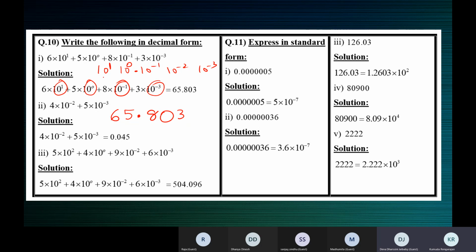So here we have, we're talking about the first one. Here we have 6, here we have 5, decimal point, here we have 8. We don't have anything here, so 0, and here we have 3.